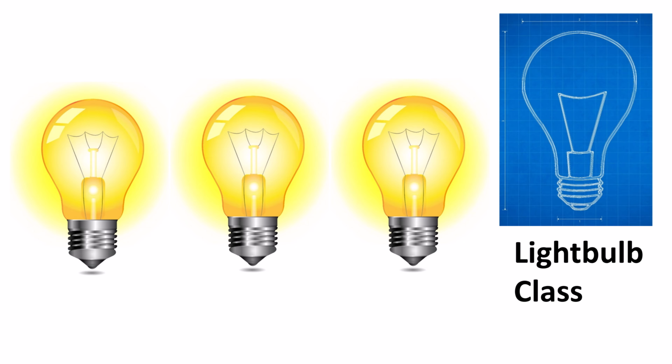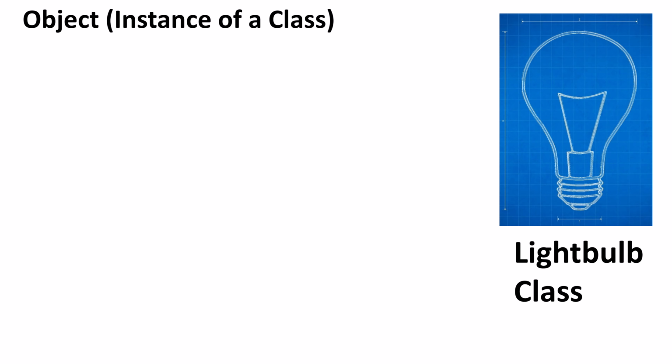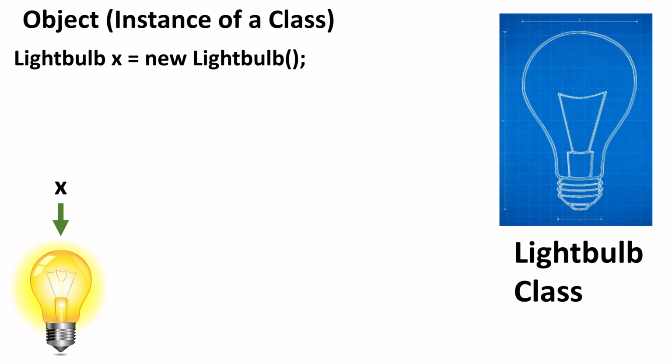Anyway, now that we've covered classes and objects conceptually, let's learn how to create objects with code. Here's how we can create an object for the LightBulb class. We start by stating the name of the class, in this case LightBulb, then a variable, in this case x, followed by equals, new, LightBulb, open close parentheses, semicolon. What we did was create a variable called x of type LightBulb and set it to refer to a newly created LightBulb object.